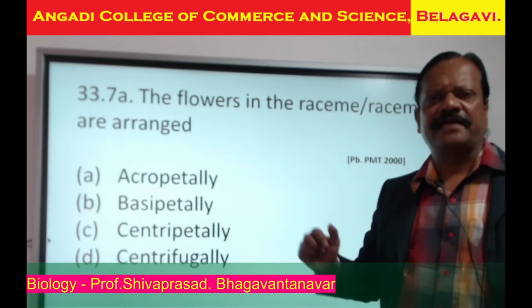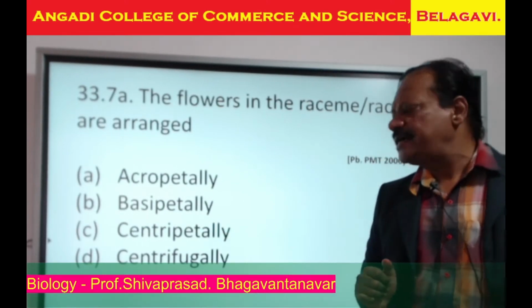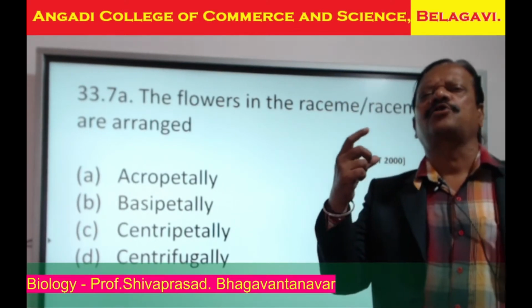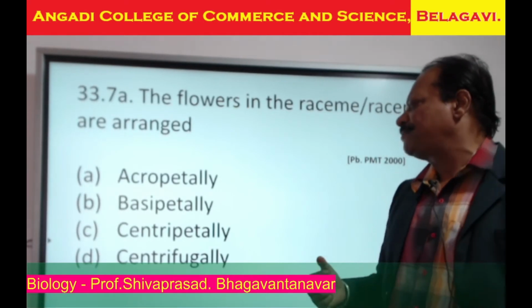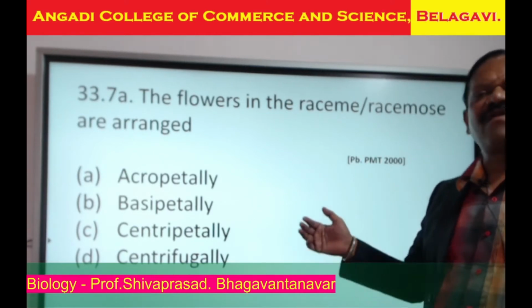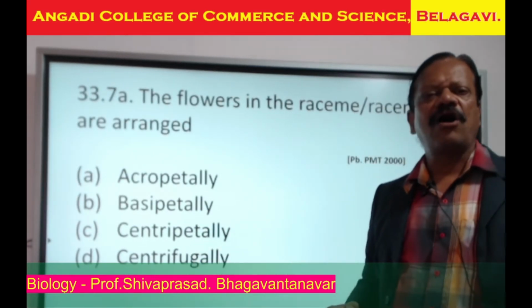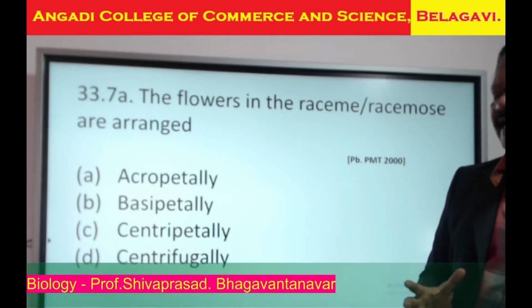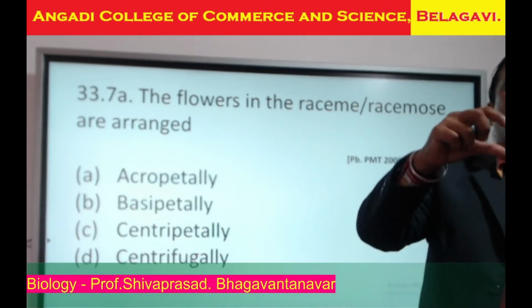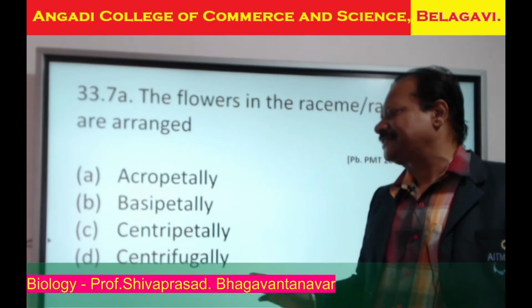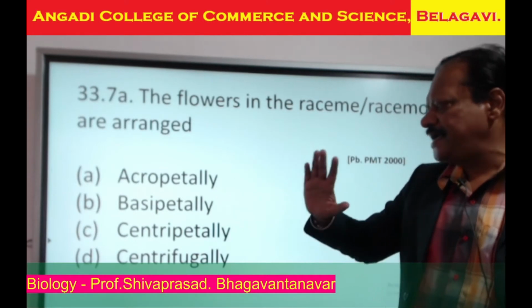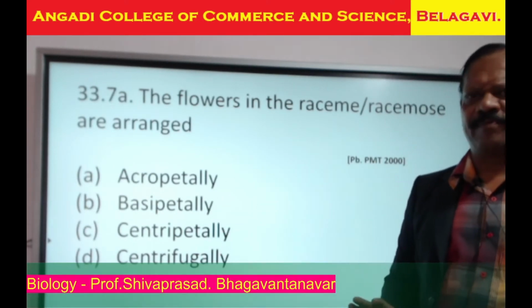Then centripetally. Centripetally in the sense, here the younger flowers are at the center and older flowers are towards the margin. Then you people are calling it as centripetal or centripetally. Then the final is centrifugal or centrifugally. What it indicates, the younger flowers are at the margin and older flowers are at the center. Then you people are calling the system as centrifugal system. So in this way, acropetally, basipetally, centripetally, centrifugally you people are observing.